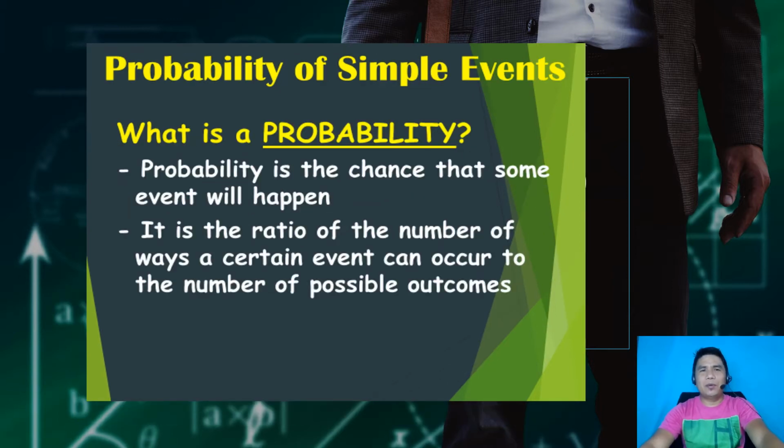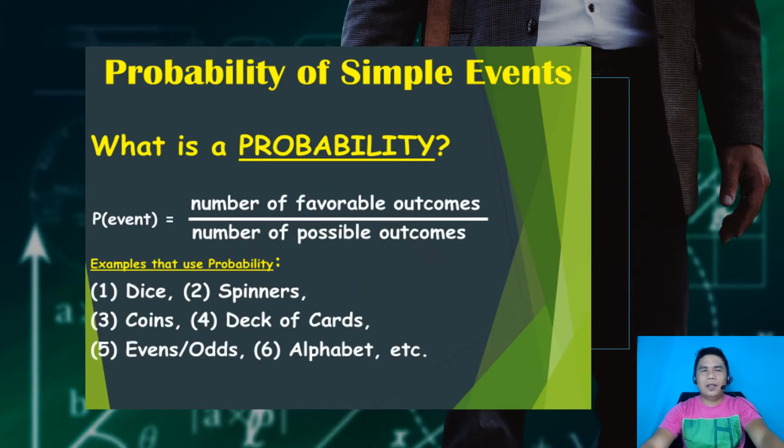What is a probability? Probability is the chance that some event will happen. It is the ratio of the number of ways a certain event can occur to the number of possible outcomes. It can be computed using this equation: the probability of an event is equal to the number of favorable outcomes over the number of possible outcomes.